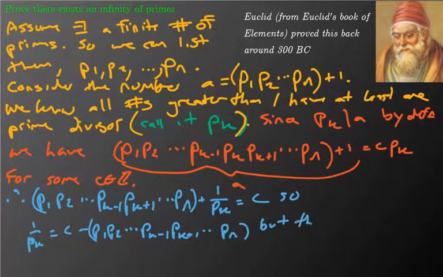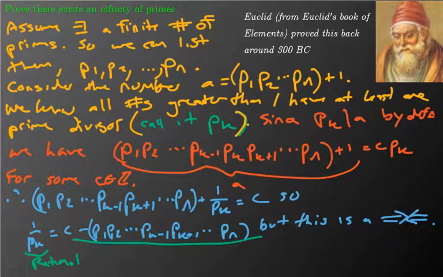But this is a contradiction. And I would encourage you to pause and think about why it's a contradiction. And I'm going to write right now why it is. But the idea is the structure of the number. So this thing is rational, and this thing is an integer, and those can't be equal.